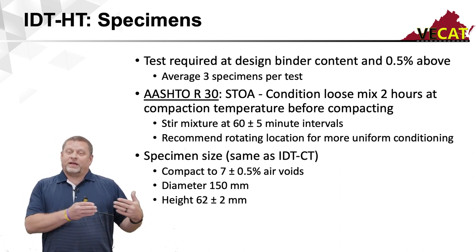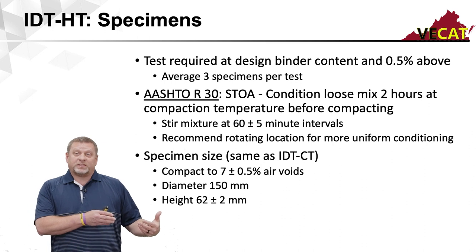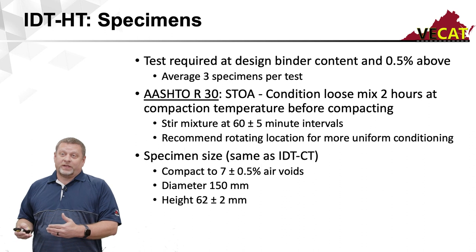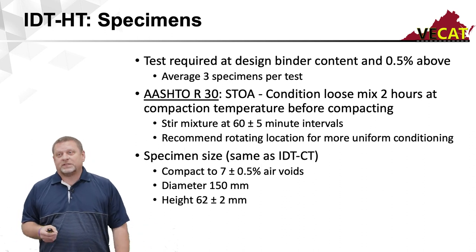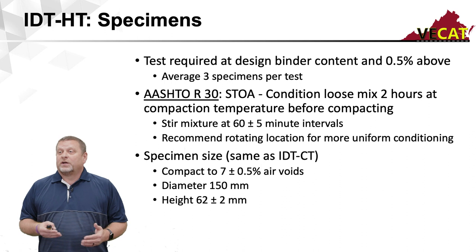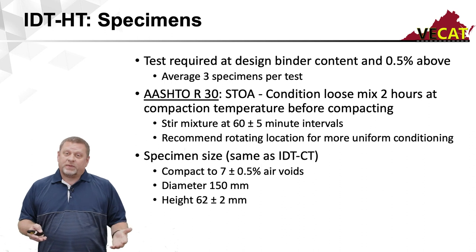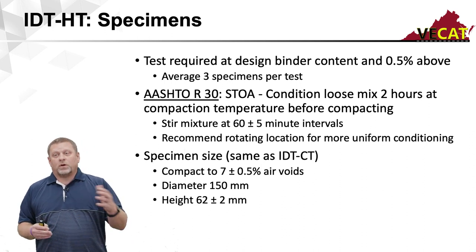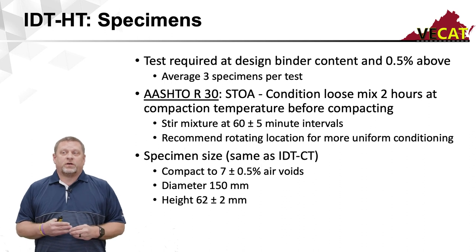One thing better than the crack test, which requires 5 specimens for each test, the IDT-HT is only requiring 3. So we get to make a few less specimens. We are required to do a short-term oven aging, where you condition a loose mix for 2 hours at compaction temperature. Again, with short-term oven aging, you stir at 60-minute intervals. Again, a recommendation is, depending on your oven, you know your equipment, you may want to rotate the location of your specimens during this 2 hours.